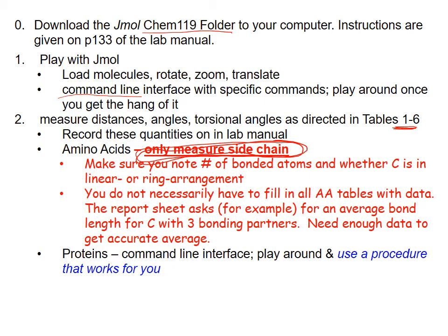The other thing I'd point out to you is that you don't necessarily have to fill in all of the columns in tables, for instance, table 4, for the amino acids. Right? There's more slots available than you'll need to fill. At the end of the day, what the report sheet is going to ask you for is an average bond length for a carbon with 3 bonding partners. Right? You don't necessarily need all the data. What you need is enough data to get an accurate average. If you have questions, let me know, but that's my advice to you.